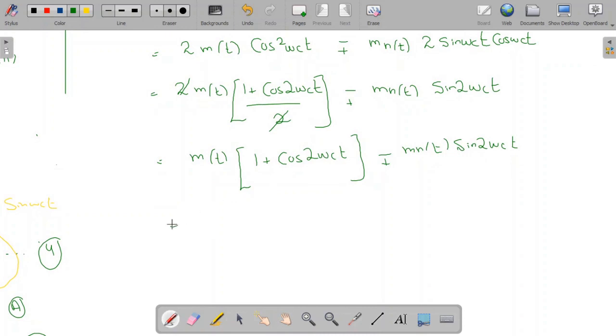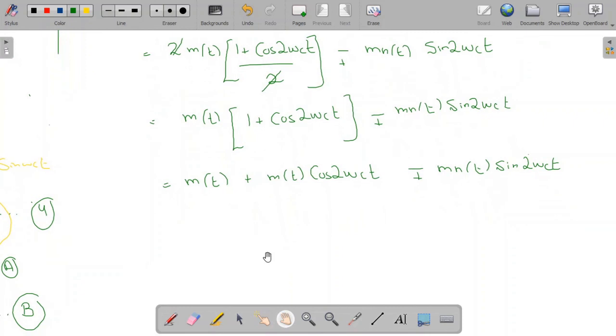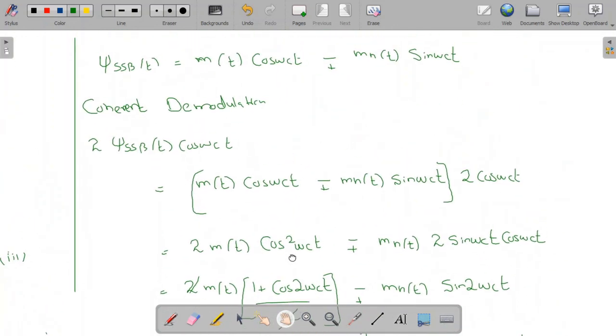Now let me multiply with this thing. So we are going to have m of t plus m of t cosine 2 omega ct minus plus m h of t sine 2 omega ct. Now we are going to pass this through a low pass filter, and when this is passed through a low pass filter, this component is going to be filtered out. Only this component will be allowed to pass, and as a result we are going to recover the message signal. So this is how coherent demodulation is done in case of the single sideband.